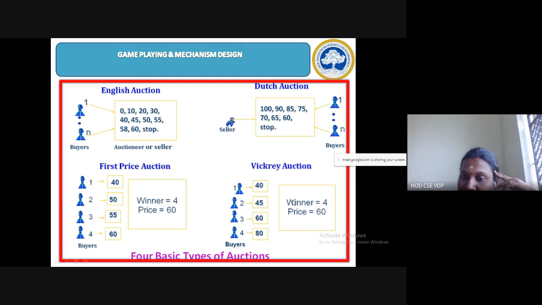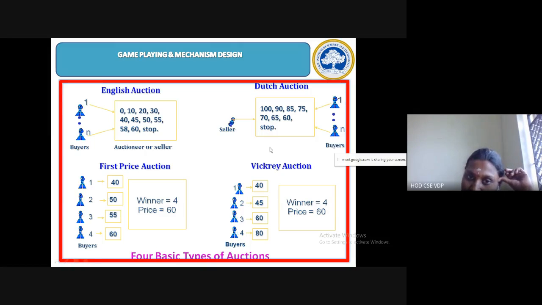But in e-commerce sites, it's this Vickrey auction which is mostly used. So what is this Vickrey auction? The buyer who gives the highest quote will be selected, but the amount that has to be paid by the buyer is the next quote, next to the highest quote. Okay, so these are the common types of auctions.